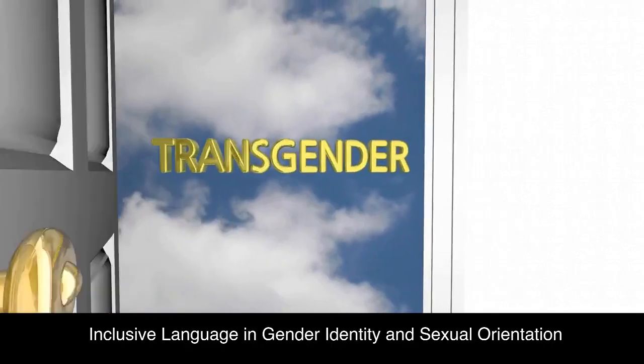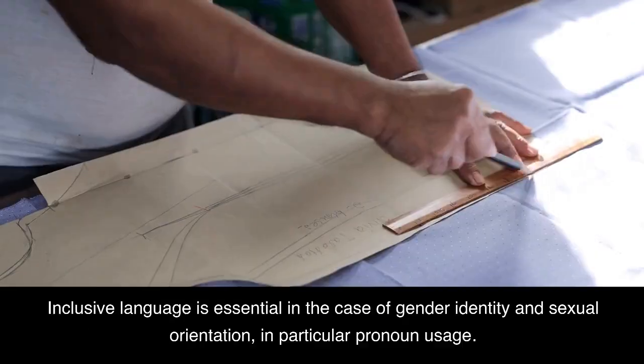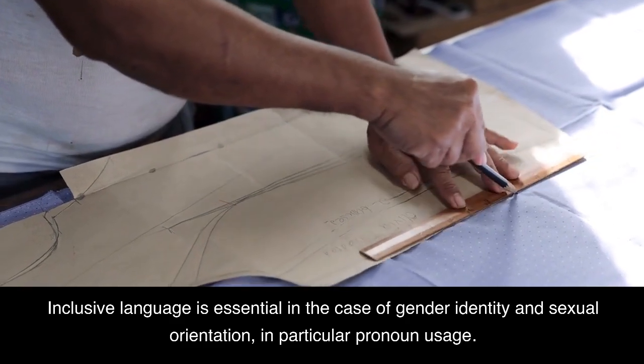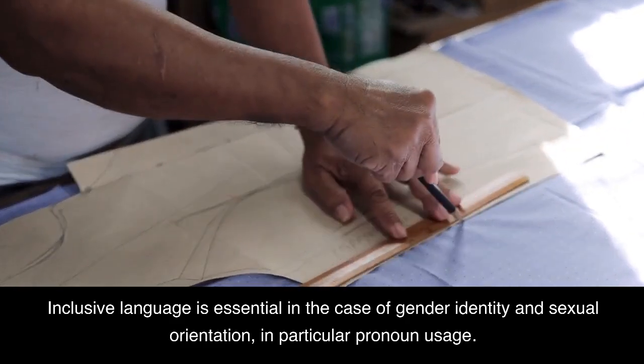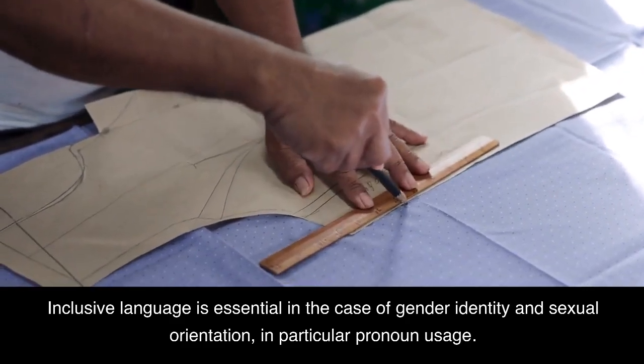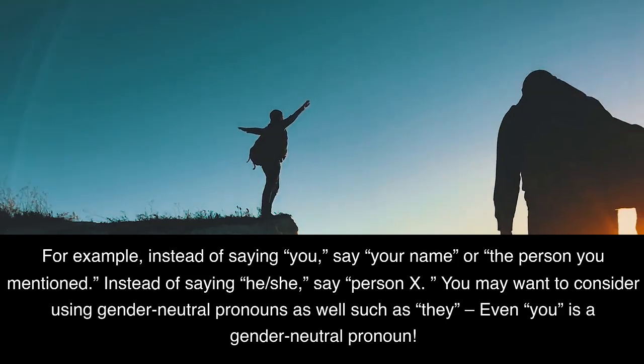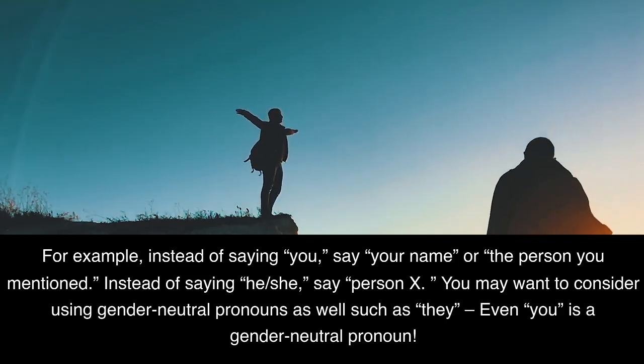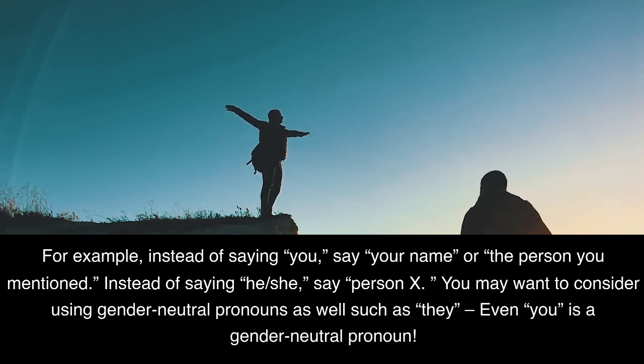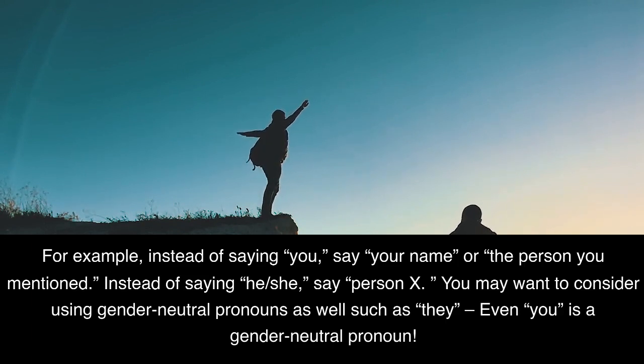Inclusive language in gender identity and sexual orientation. Inclusive language is essential in the case of gender identity and sexual orientation, in particular pronoun usage. For example, instead of saying, you, say, your name, or, the person you mentioned. Instead of saying, he, she, say, person X. You may want to consider using gender-neutral pronouns as well, such as, they, even, you, is a gender-neutral pronoun.